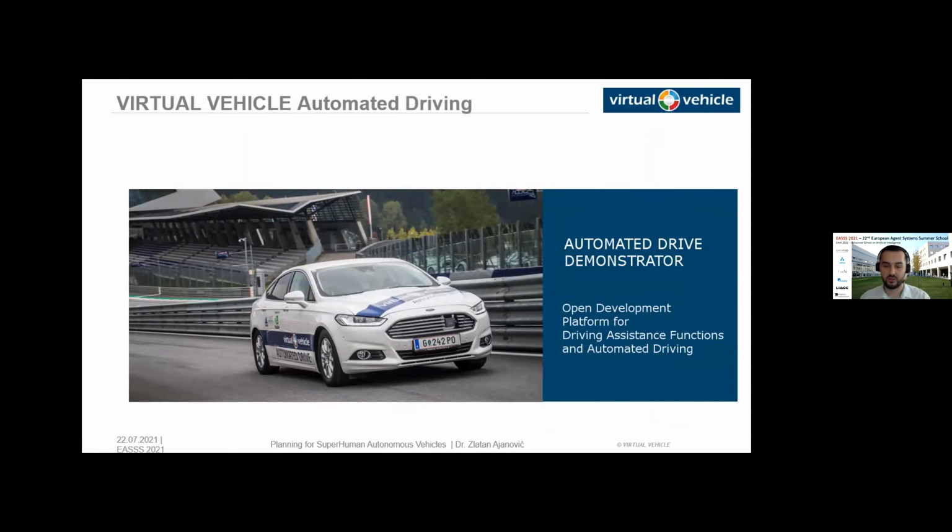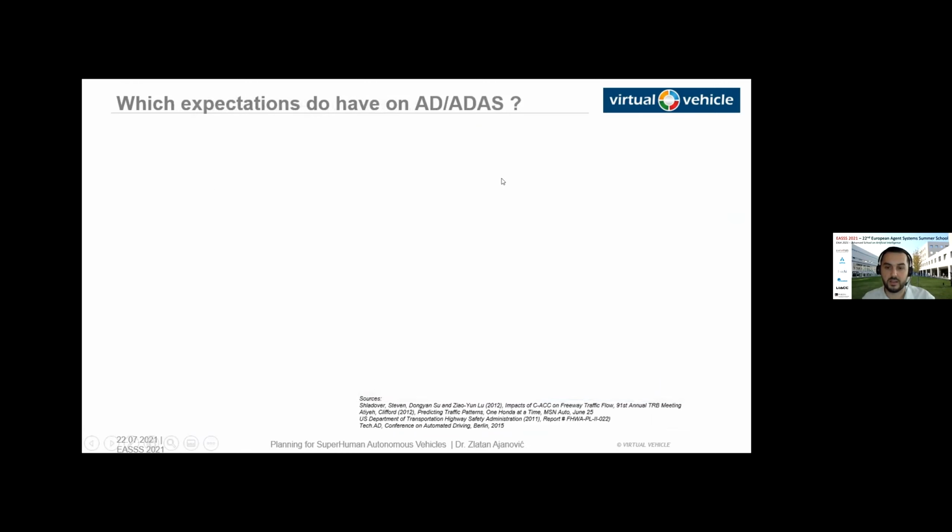So we also have in Virtual Vehicle several vehicle demonstrators which are able to demonstrate various automated driving tasks. I will now continue into some other aspects, which are our expectations or motivations to go for automated driving.